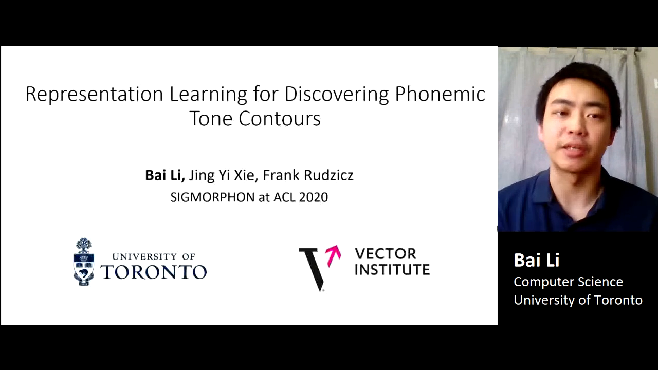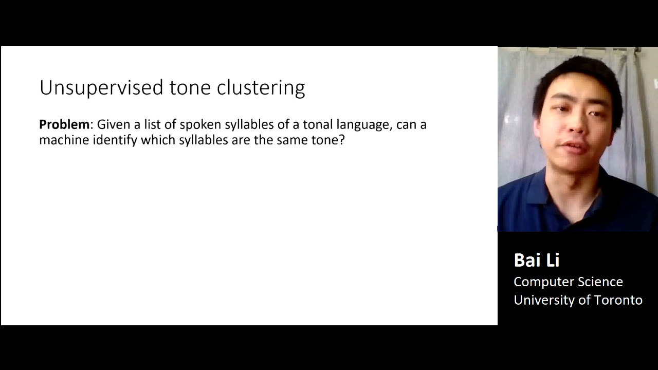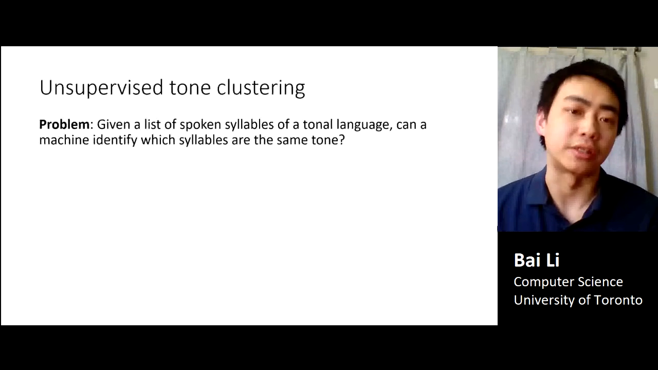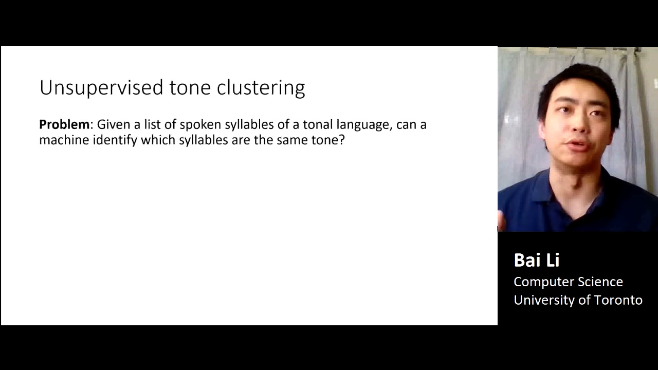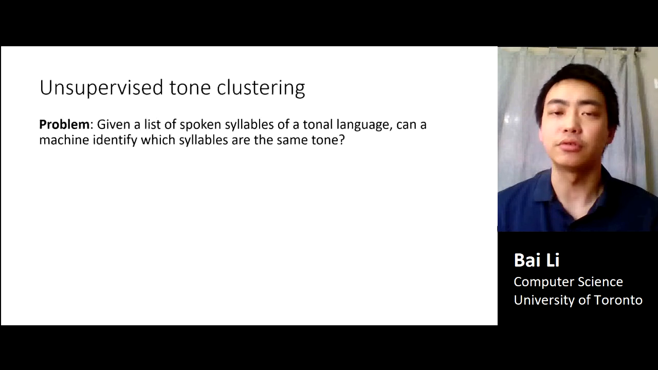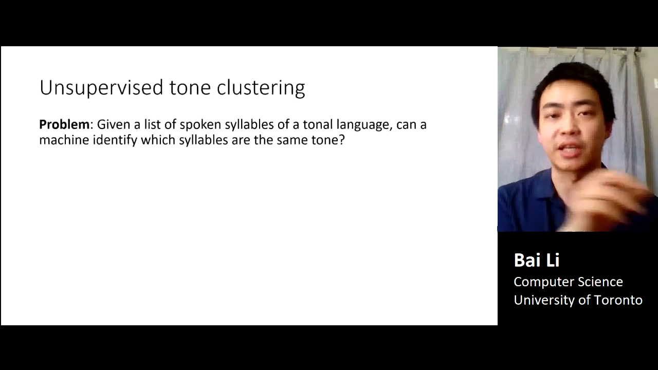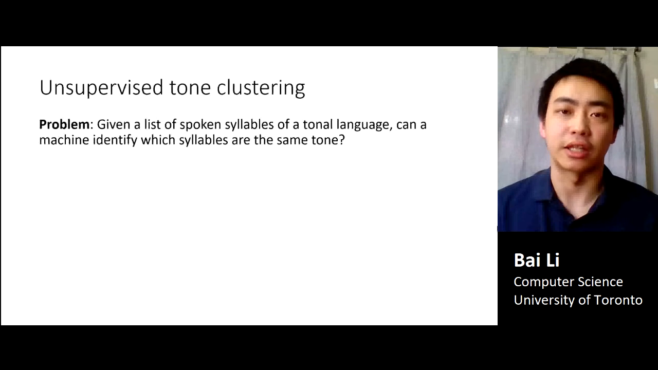Today I'm presenting my work called Representation Learning for Discovering Phonemic Tone Contours. The problem that we're solving is unsupervised tone clustering. Given a list of spoken syllables in a language that has tones, like Chinese, can we use an algorithm to automatically identify which syllables belong to the same tone and what the tones look like?